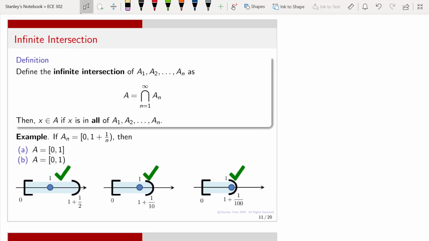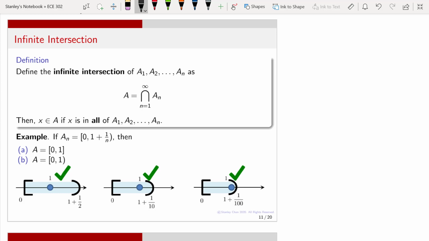Now we can do the same thing for infinite intersection. The infinite intersection now contains a sequence of sets A1 through An, and then for an element X to live inside this set A, this X has to be inside all of these finite sets. Okay, so let's look at one example.